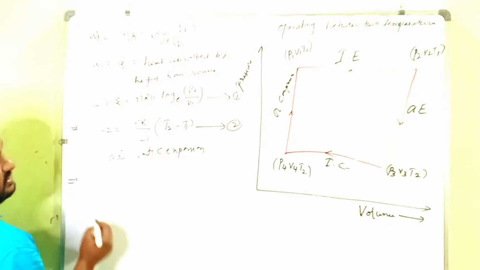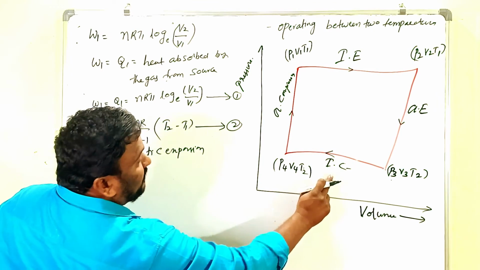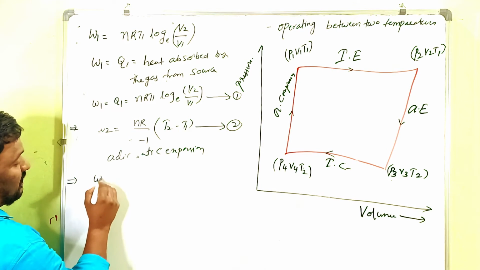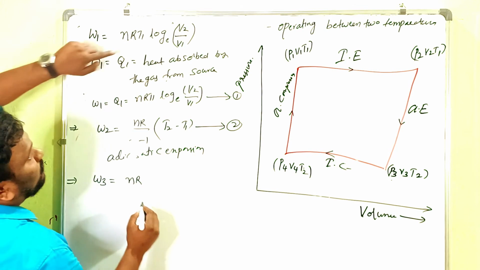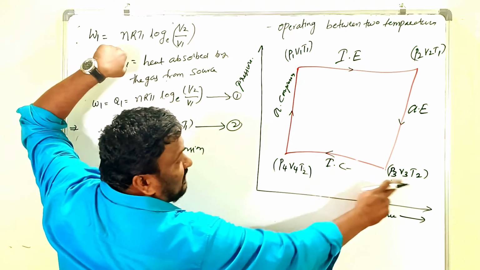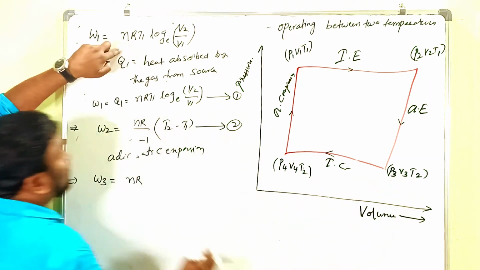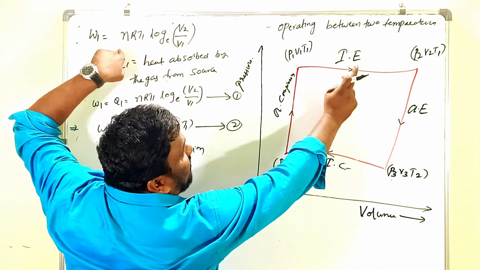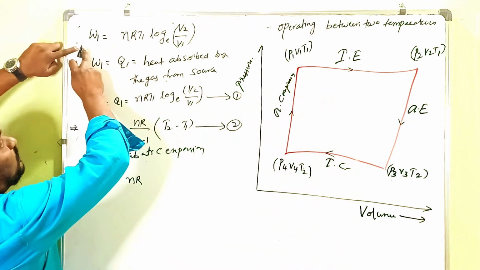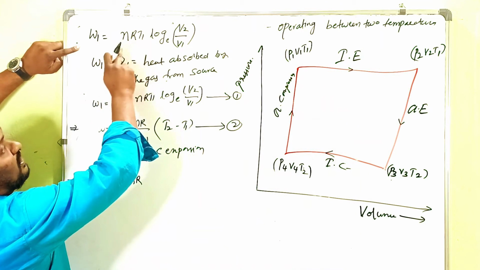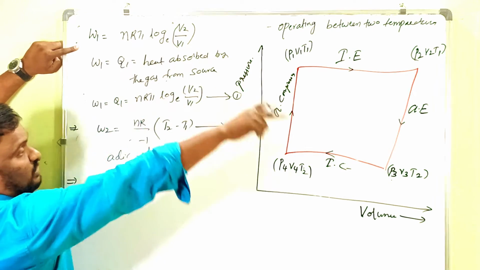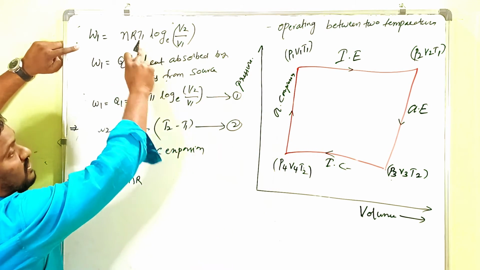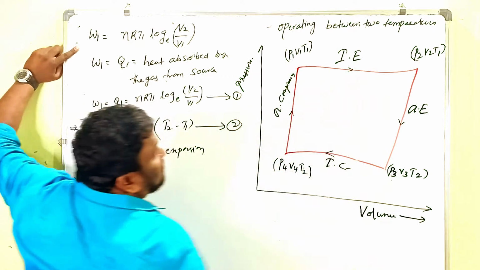And now in isothermal compression, W3 equals nR of, here the temperature is T2. Initially in isothermal expansion the temperature was T1, and that's what you wrote, W1 equals nRT1. Here n is the number of moles of ideal gas, R is the universal gas constant, and T1 is the initial temperature of the cycle.